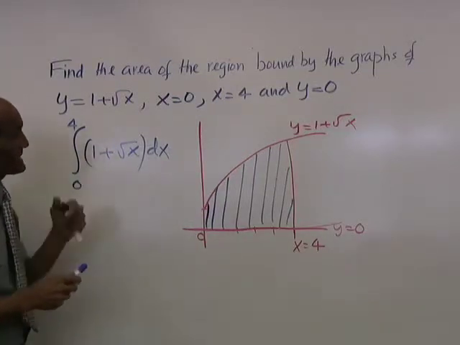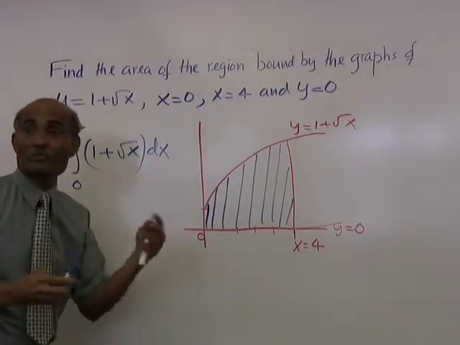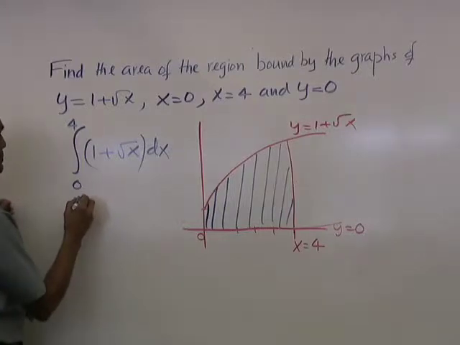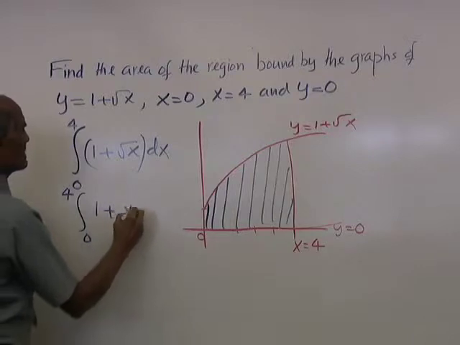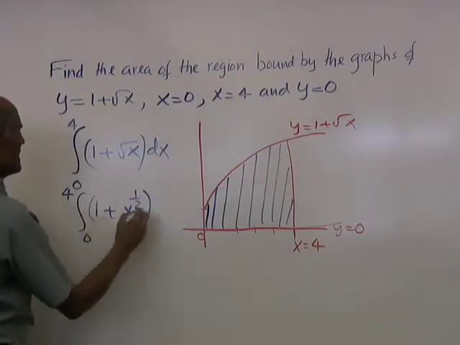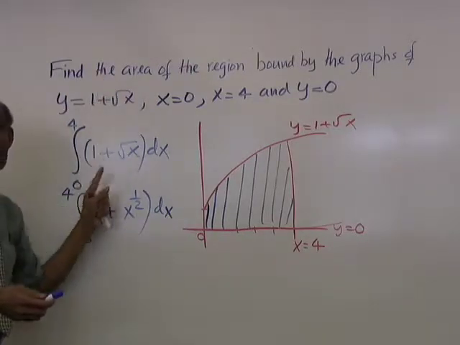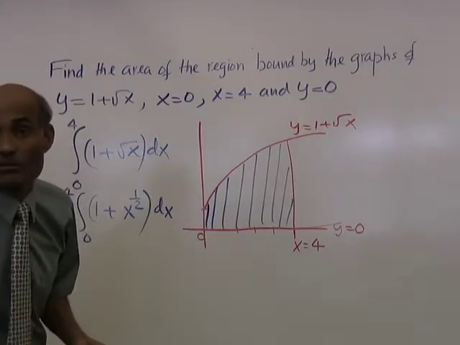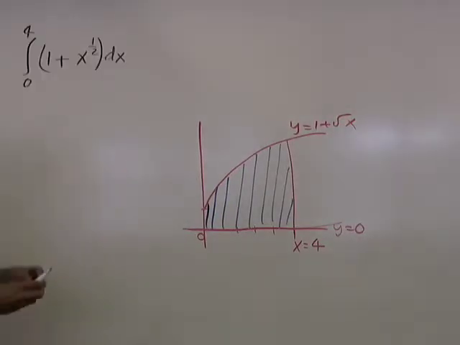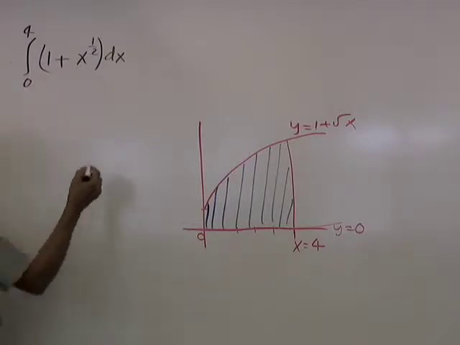Okay, let's evaluate that. Now remember, square root of x is x to the power of 1/2. So this will be integral 0 to 4, 1 plus x to the power of 1/2 dx. Now, what I'm going to do is I'm going to take off all these and we will start from here and see how we can evaluate that, alright? Alright, help me evaluate that. Integral 0 to 4, 1 plus x to the power of 1/2 dx.